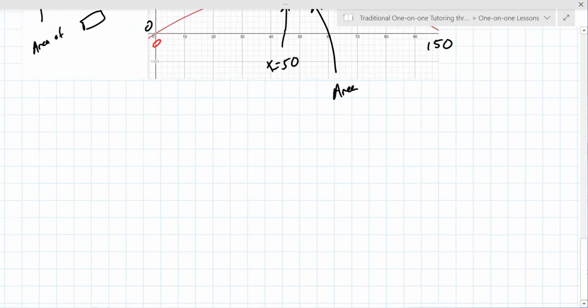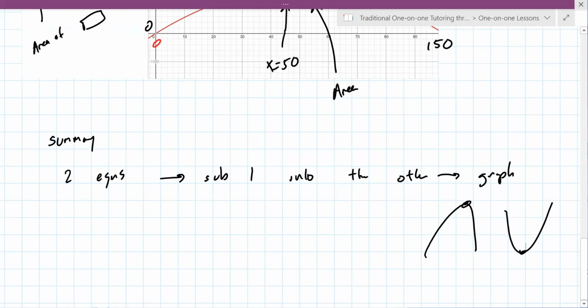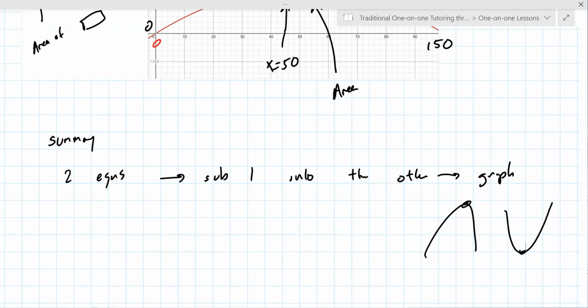So just to summarize here, because this is what you really care about. You get a problem, and you generally have to write two equations, and then you substitute one into the other, and then you graph it. And then when you graph it, you're looking for either the max or the min. And so the next question, whatever it is, will be essentially the same thing.